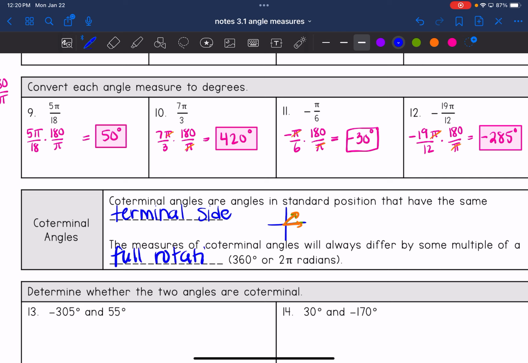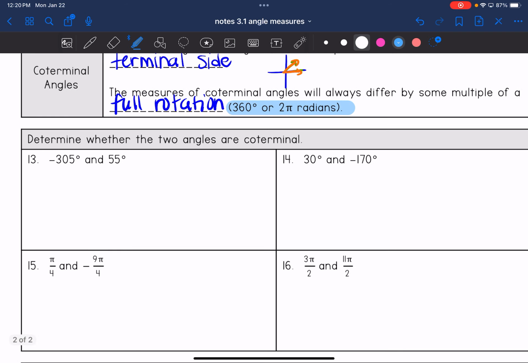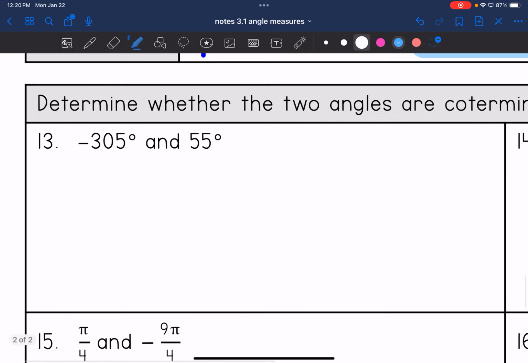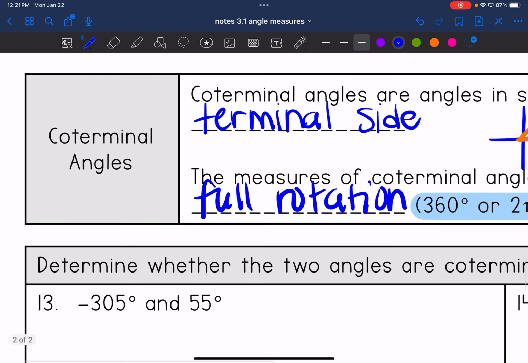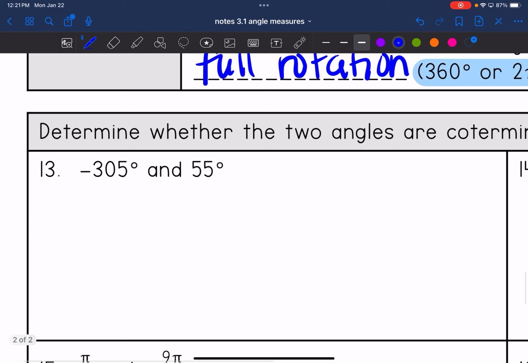So that means in degrees, that would be 360, or in radians, that's 2 pi radians. So these examples right here, they just want a yes or a no answer. Are these angles coterminal? Would they end on the same spot if I were to graph them? Okay, so it even says the word differ, and difference means subtract. So that's what we're going to do here.